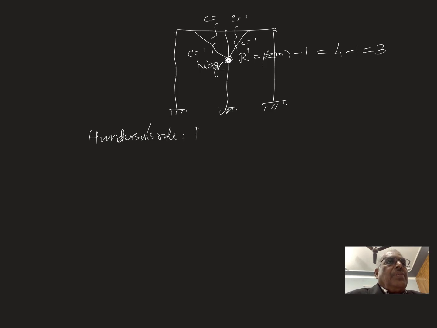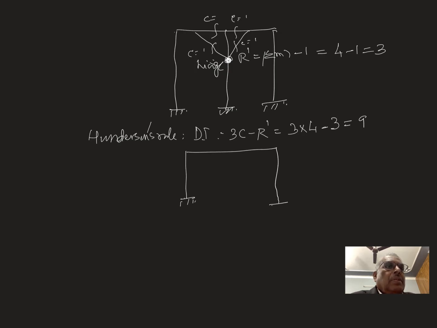Now it is very easy to find out. Therefore 3C minus R dash. C is how much? C is 4, R dash is 3. So it is 9. Now you can apply the method of joints. If I apply method of joints, R dash is 3.